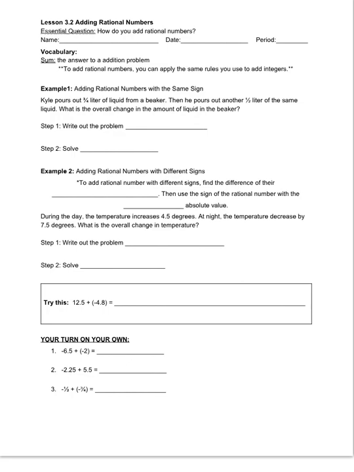Our problem is, Kyle pours out 3/4 liter of liquid from a beaker. Then he pours out another 1/2 liter of the same liquid. What is the overall change in the amount of liquid in the beaker? So our first step is to just take the story problem and write it out as a mathematical expression. So we have 3/4, but because he's pouring it out, it's leaving the beaker, so that really represents a negative.